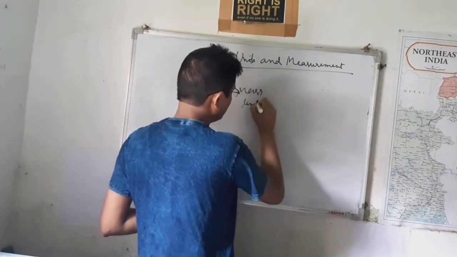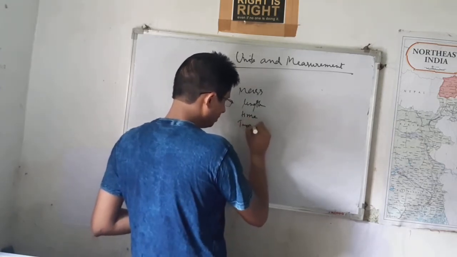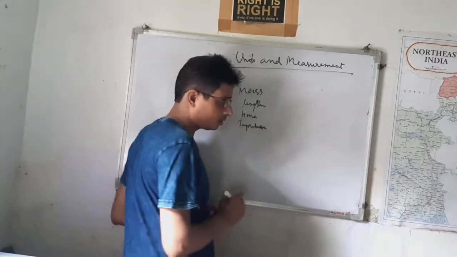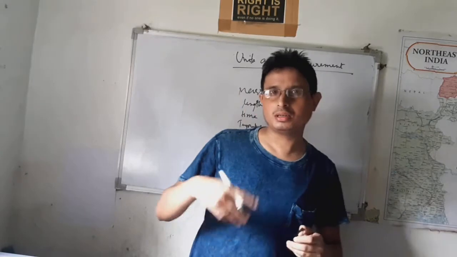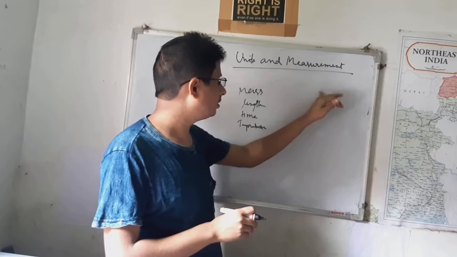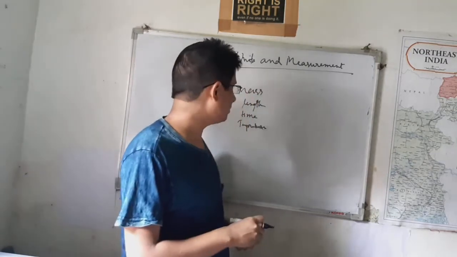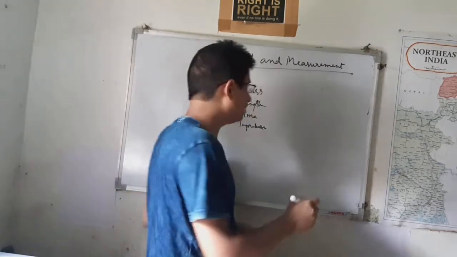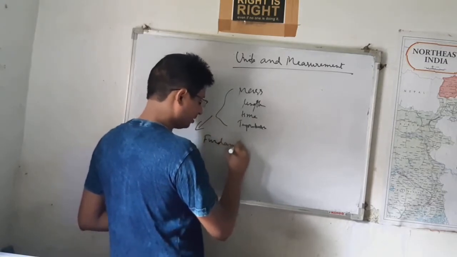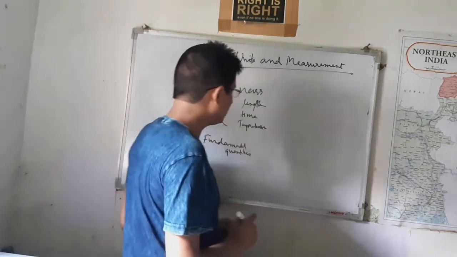So mass, length, time, temperature, all these quantities are directly measurable. You don't need any other physical quantities to express them. So these quantities are known as fundamental quantities.